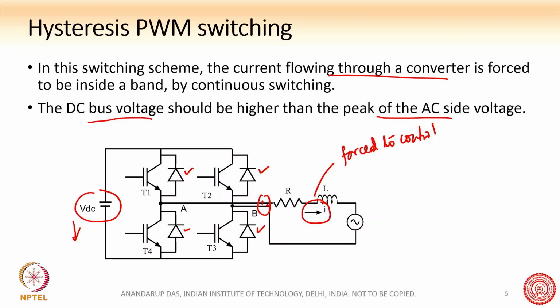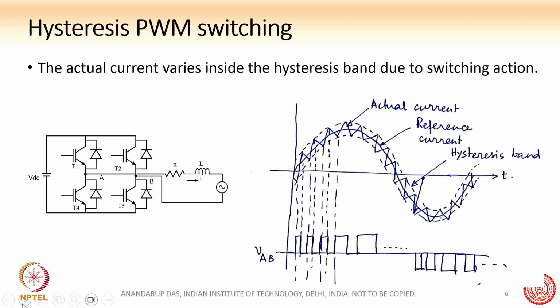Looking at it in another way, you can also think like this: T1 and T4 is nothing but a buck converter, because the output voltage VAO, say, is always less than the input voltage, right? So in that way, you can think of this as a buck converter. So the DC bus voltage must be more than the peak of the AC voltage.